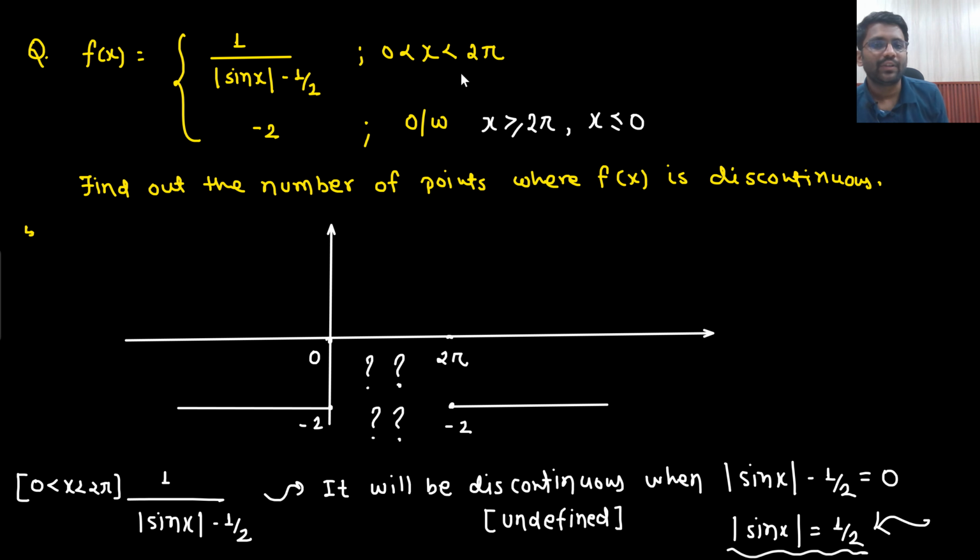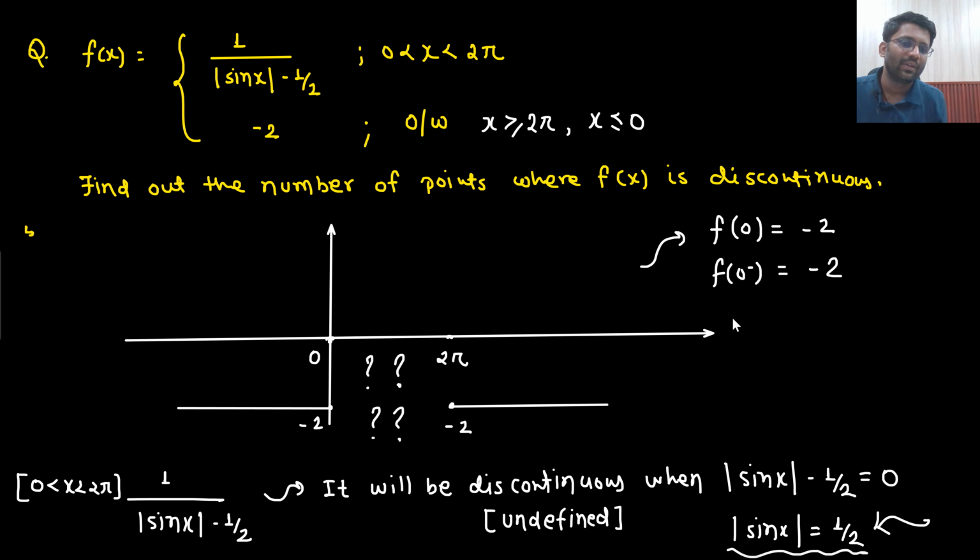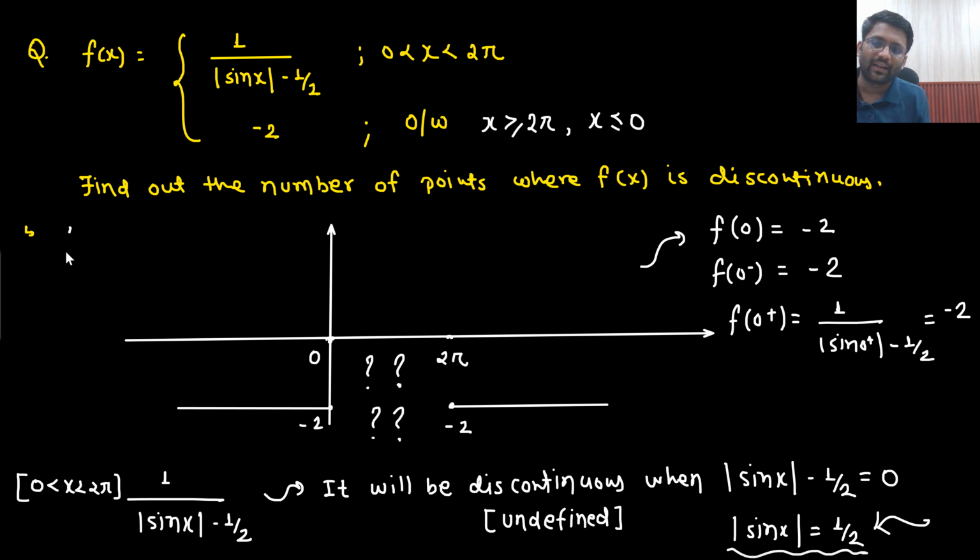But you should always check the boundary points as well where the definition is changing. No matter what the question is, always check at the boundary points where the definition is changing. I know, sir, the value of f of 0 is minus 2. I also know the value of f of 0 minus, that is also minus 2. But I need to check the value of f of 0 plus as well. That is 1 divided by sine 0 plus minus 1 by 2. Sine 0 is 0 only, so the answer comes out to be minus 2. It is continuous. And then I will check at 2 pi as well, because at 2 pi the definition is changing.